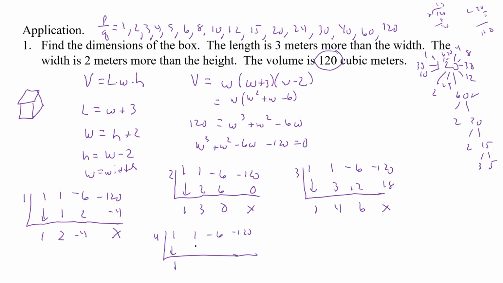All right, so 1, that's a 4, that's a 5, that's a 20, that's a 14. That's going to be 4, 5, 56, but it's a no-go no matter what. What about 5? Hopefully we'll get there soon. 1, 1, minus 6, minus 120.